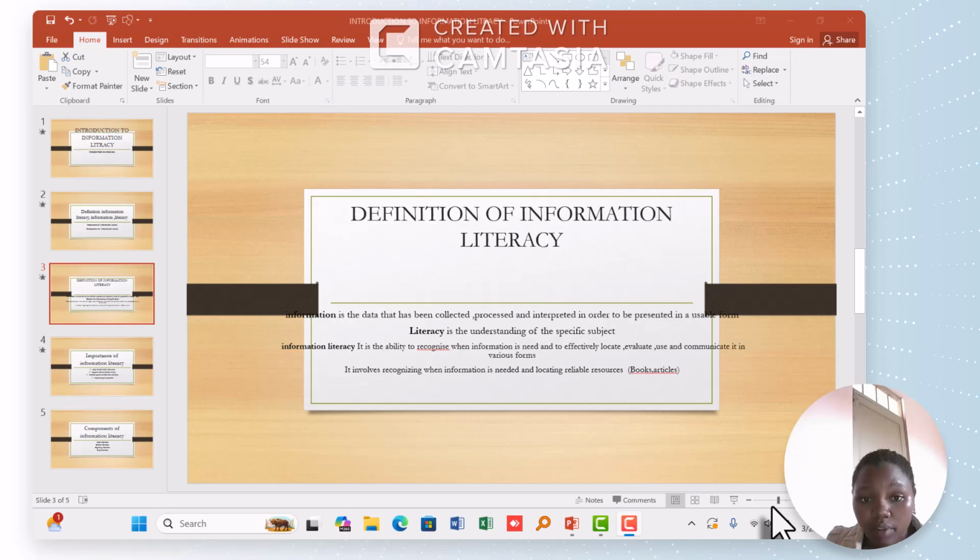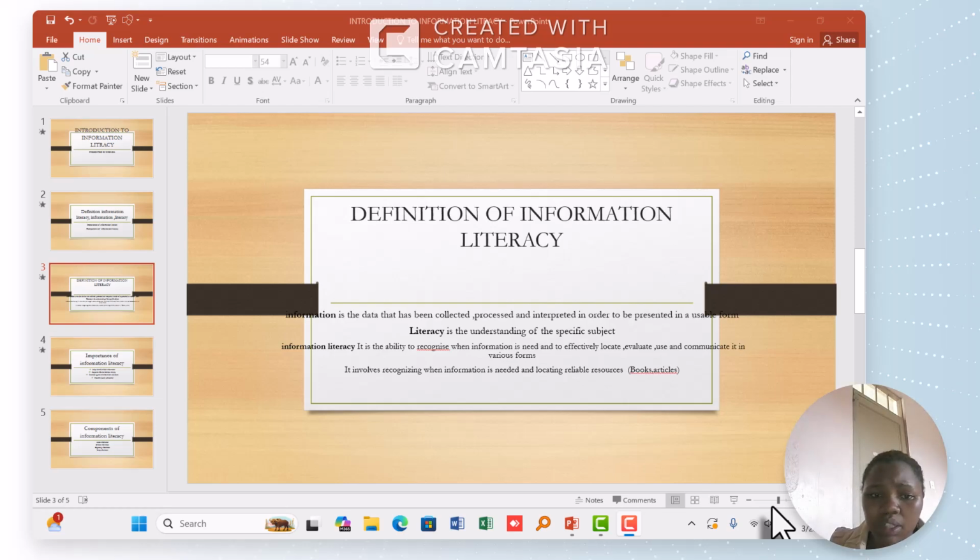And information literacy is simply the understanding of a specific subject. The subject may not be a class subject, it may be a certain topic which someone can understand, and if someone can understand, you can simply be in position to relate it to somebody. So next we are going to see information literacy now.